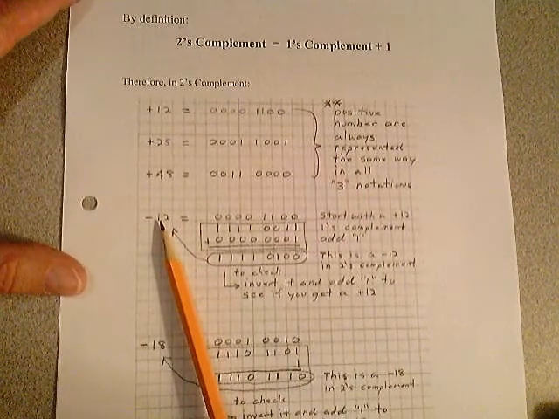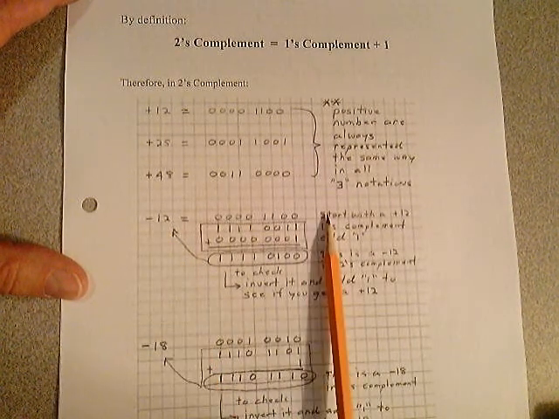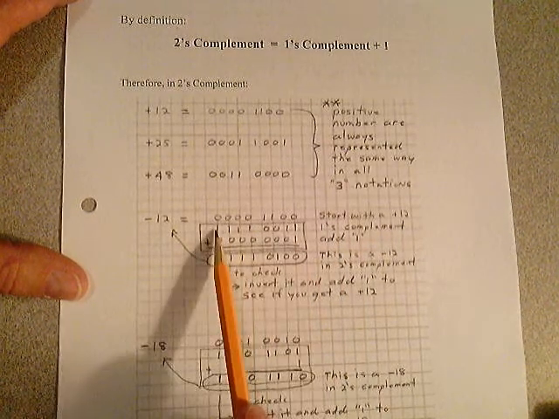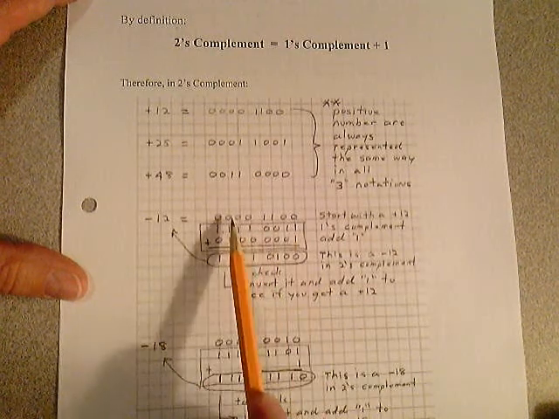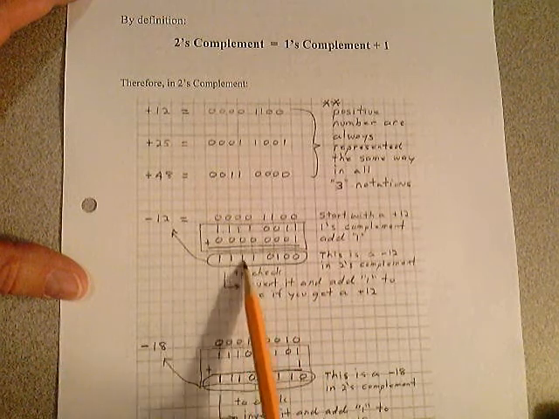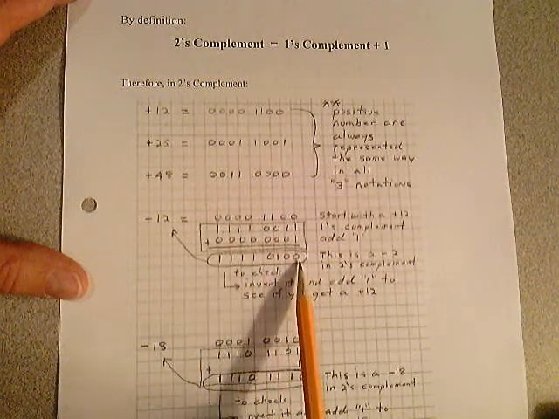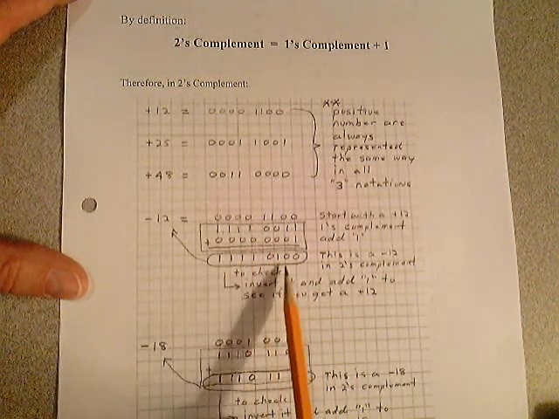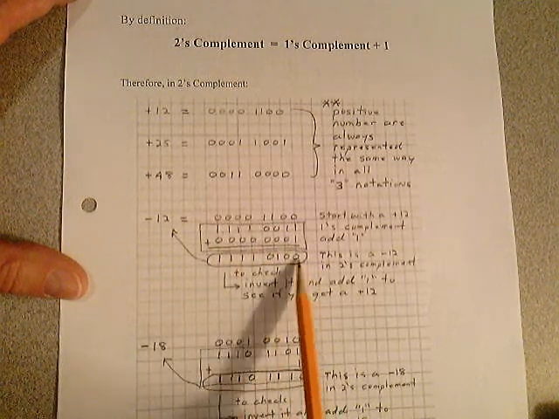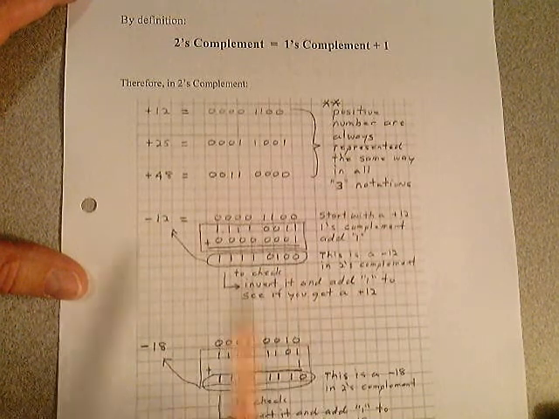Here we have a negative 12, and I want to show it in 2's complement notation. So you start with the plus 12. You take the 1's complement of it. There's the 1's complement of plus 12. And you add 1 to that. This number here is the 2's complement form of negative 12. You're not going to be able to look at these numbers. It takes somebody that works with this a lot to be able to look at this and see that that is a negative 12 in 2's complement notation.